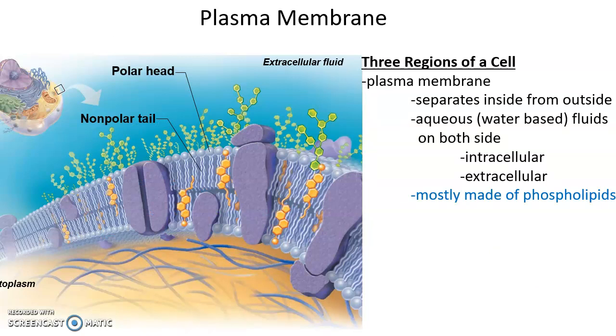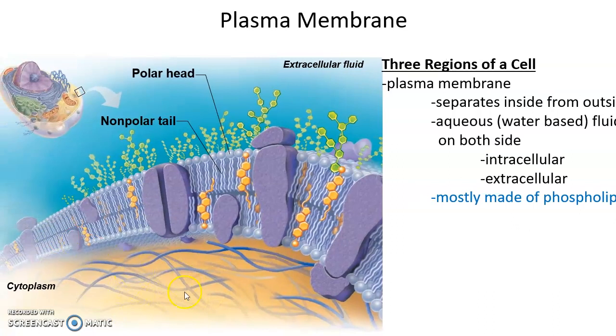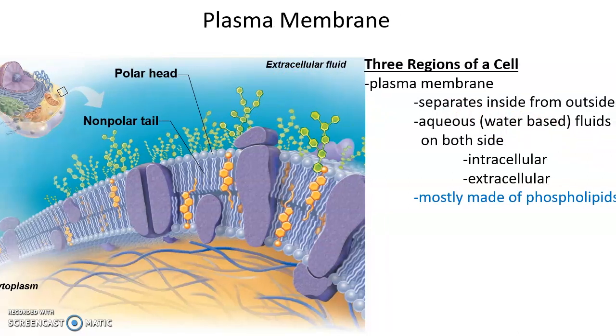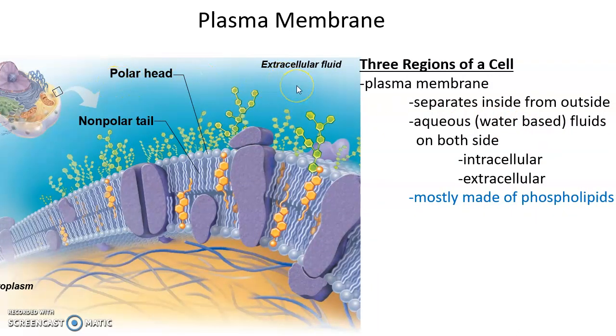So the plasma membrane, as I said, separates the inside from the outside. The inside of the cell, of course, is the cytoplasm. The cytoplasm has the fluid called the cytosol. That fluid is aqueous-based. It is water-based fluid. So inside the cell, the fluid is mostly water. And then outside of the cell is the extracellular fluid. The extracellular fluid outside of the cell is also aqueous. It is also water-based. So the fluids inside the cell and outside the cell, while different, are both mostly composed of water.